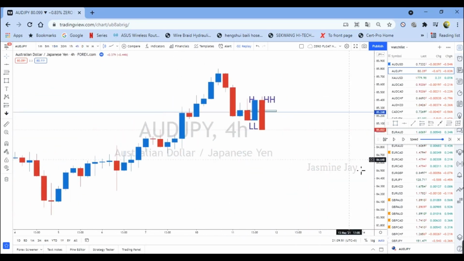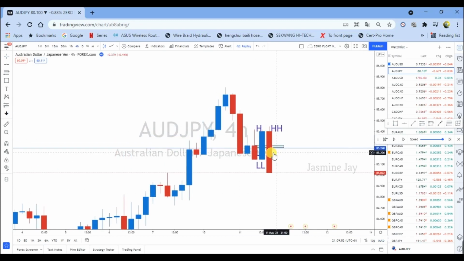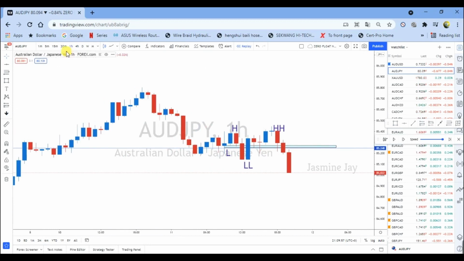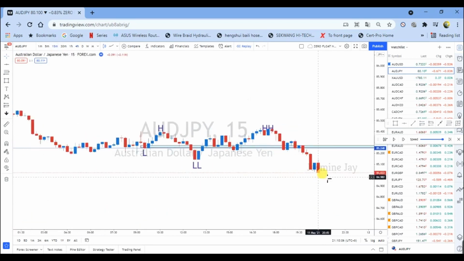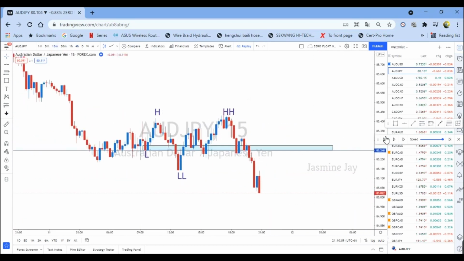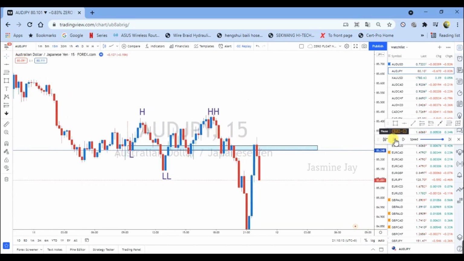There we go. On the H4, I can see that there is a bearish engulfing. Why do I go to the H4? If we look at the H1, I can't see anything. M30, I can't see anything. But at the H4, I can see that there is a bearish engulfing as our confirmation. So I'll change back to our M15 and let's just wait for the price to react to this area.